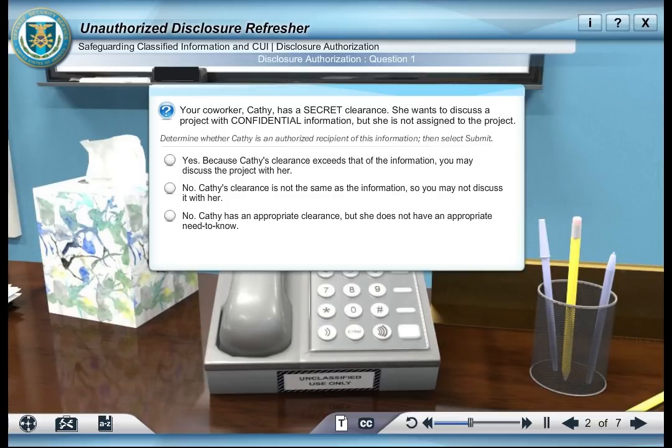Project W utilizes confidential information. You know that Kathy has a secret clearance, but she is not assigned to this project. Is Kathy an authorized recipient of classified information? Determine why or why not. Remember, if you need a hint, you can select the Hints button in the lower right corner of your screen.